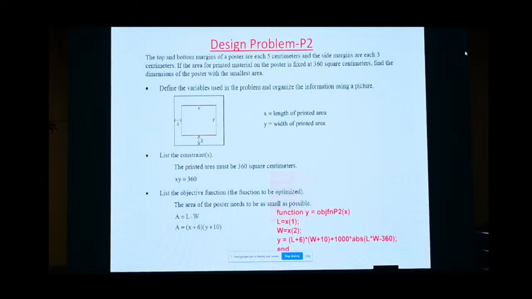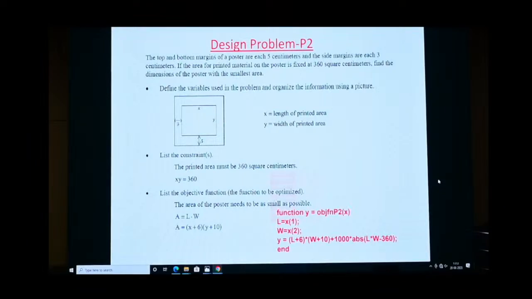Smallest area. So the objective function: L is the first one and then width is the second one. So (L plus 6) times (W plus 10) should be minimum. Plus, in the same way we have added the penalty function. What is the penalty function? The area of the printed material should be 360 square centimeters. So L into W minus 360. In the same manner we have added that penalty function here. Only thing is, because the programs are already available, according to your problem, how to define your objective function, that is one of the major steps in the application of any optimization technique. Because nowadays the technique routines are available.